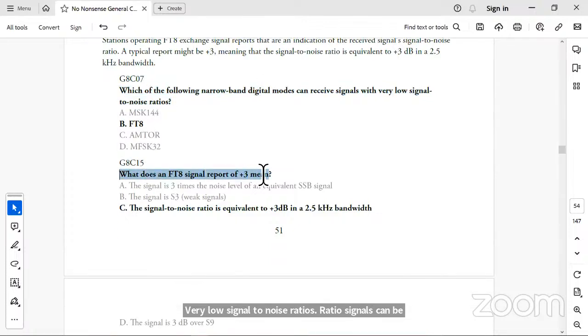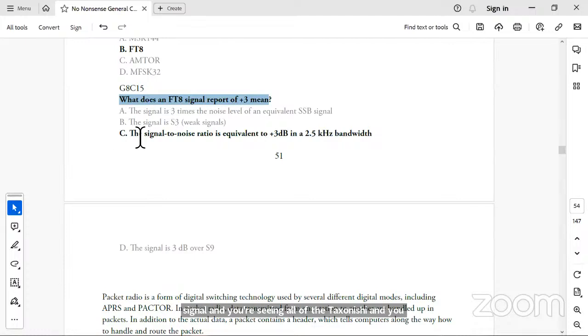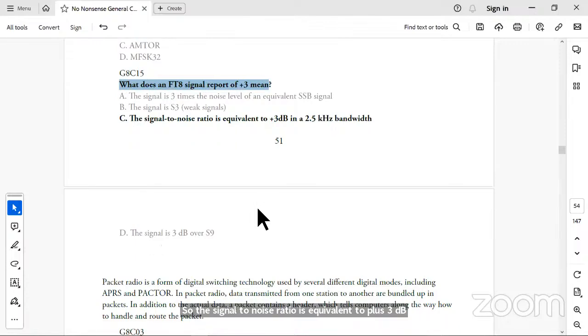Sometimes you're listening to the FT8 frequency and you're not hearing anything, but your radio is picking up the signal and your computer is decoding it and you're seeing all of the text on the screen. You wonder, wow, I'm not hearing anything, but the radio is picking it up and the software is decoding it. Next question, what does an FT8 signal report of +3 mean? We did say the +3 means +3 dB, so the signal to noise ratio is equivalent to +3 dB in a 2.5 kilohertz bandwidth.